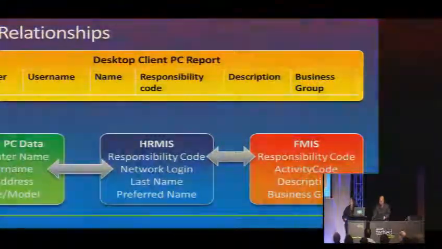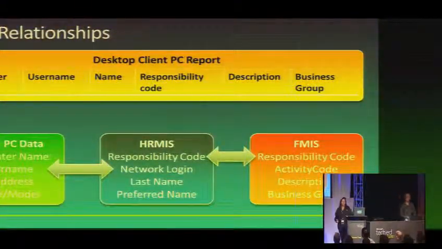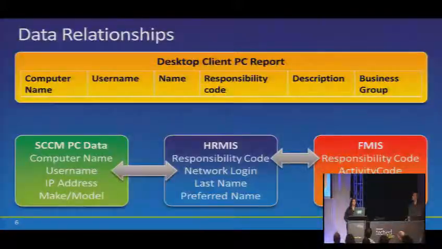This is when I started to think about what data sources do I have available to me in the organisation. The people who know about people in my organisation are HR, obviously, and finance have some responsibility codes. So SCCM PC data gave me username and computer name, and the username matched with the network login in my HR system. Thankfully, the HR system also had the responsibility code, so we're starting to get down to budget information.